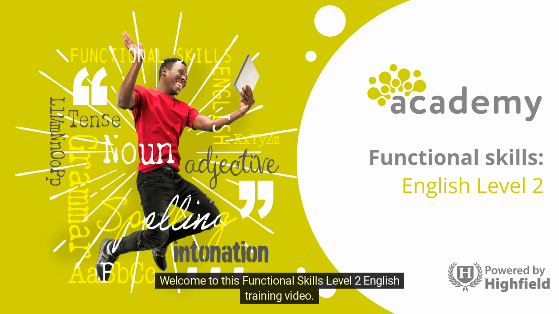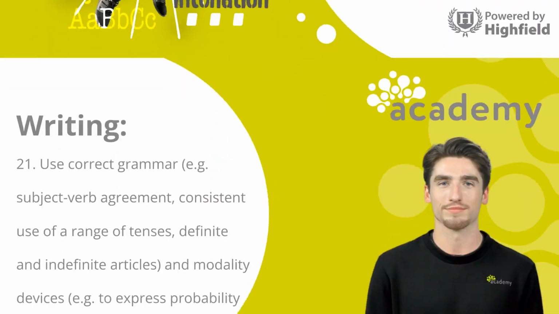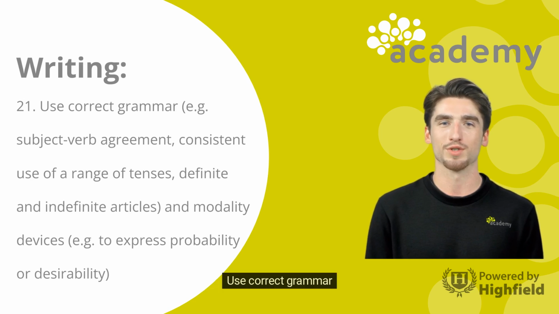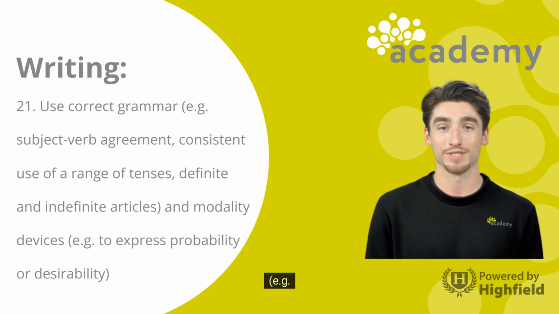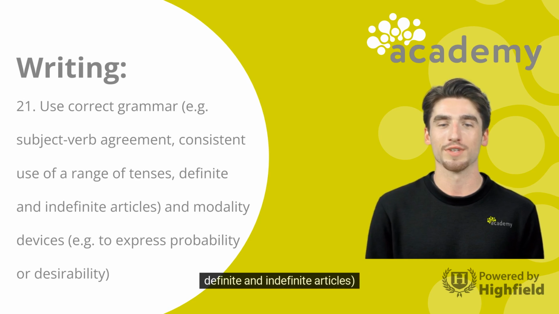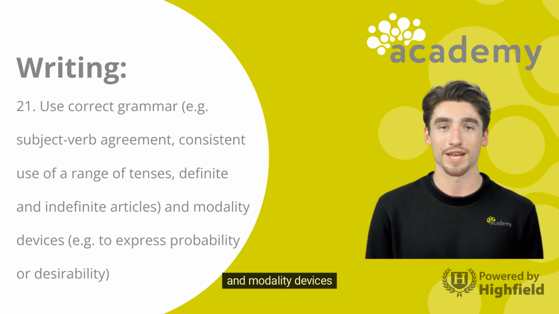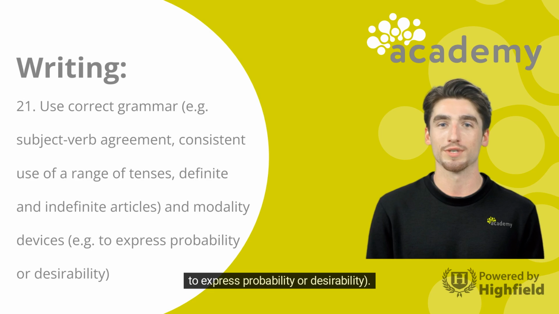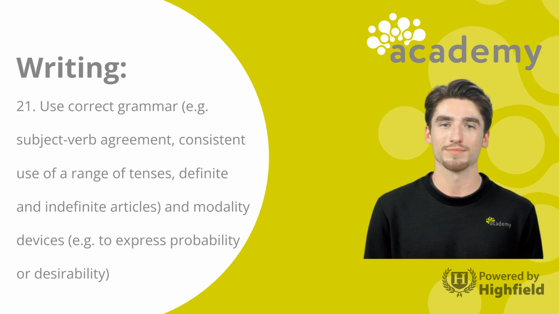Welcome to this Functional Skills Level 2 English training video. This video contains information and guidance on Criterion 21. Use correct grammar. For example, subject-verb agreement, consistent use of a range of tenses, definite and indefinite articles, and modality devices. For example, to express probability or desirability.